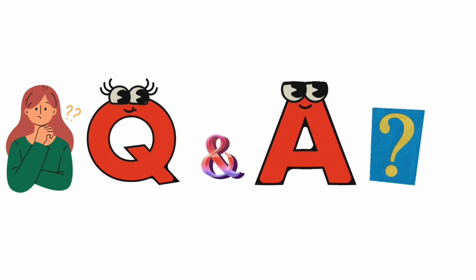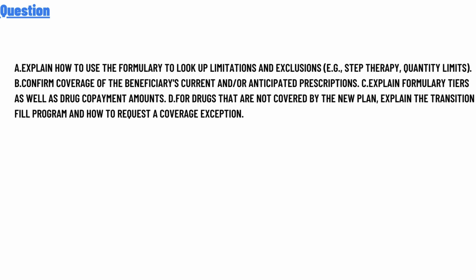So our today's question is: Option A, explain how to use the formulary to look up limitations and exclusions: step therapy, quantity limit. Option B, confirm coverage of the beneficiary's current and/or anticipated prescriptions. Option C, explain formulary tiers as well as drug copayment amounts. Option D, for drugs not covered by the new plan, explain the transition fill program and how to request a coverage exception.